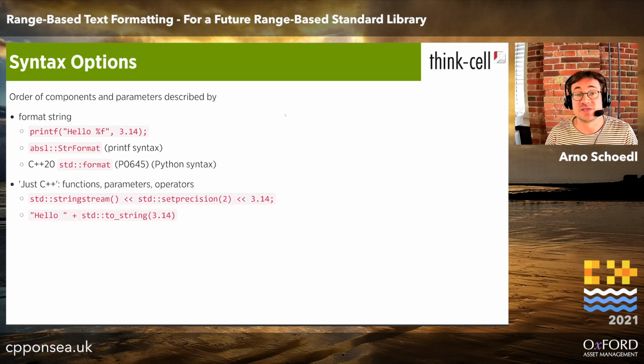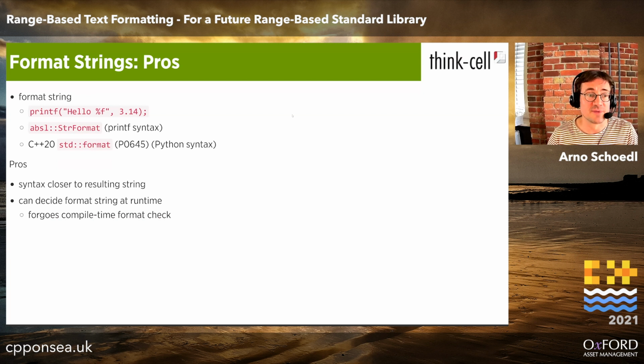Now, alternatively, there is what I would call just the C++ way of doing it. You don't really have a format string. You just have functions and parameters and some operators to put these functions together. One example were the IO streams. They are not particularly popular anymore, but they do follow this paradigm. They overloaded the shift operator in order to put together strings. But also plain string concatenation falls into this category of just using C++.